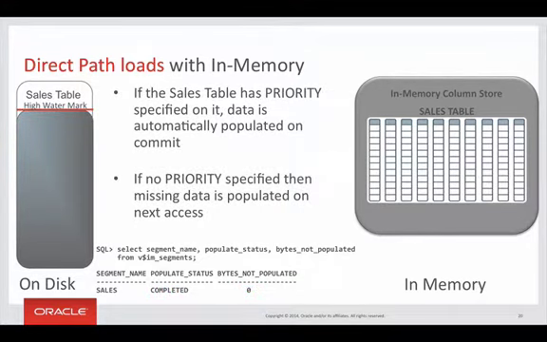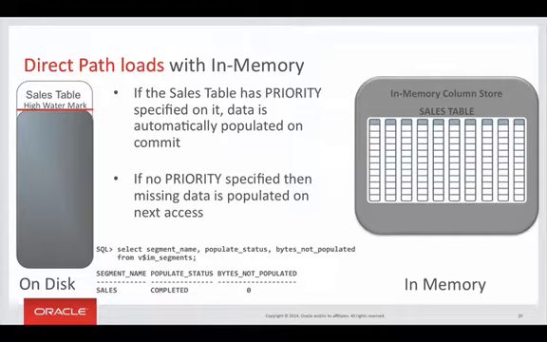Now, if the sales table has a priority on it, if you remember back to our previous sessions, we talked about the in-memory attribute having some subclauses, one of which is priority, which determines when an object is brought into the column store. So if our sales table has a priority specified on it, then the data will be automatically populated into the in-memory column store as soon as it's been committed. In other words, as soon as we figure out that we're missing some data, we'll automatically bring it into the column store, assuming we've got capacity for it.